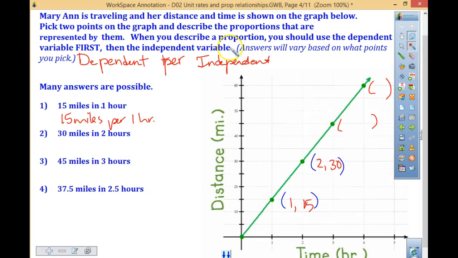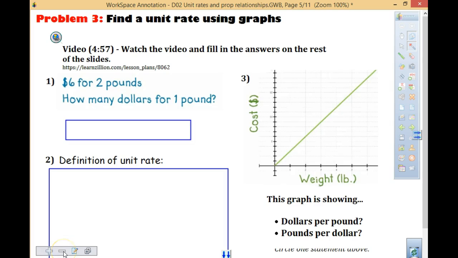When you are describing a proportion, if they don't ask for your unit rate, you can describe it many ways. So you could have had 60 miles in 4 hours. You could have had any of these, or notice that you could have this one. So I just want you to be aware of that. $6 for 2 pounds. Can you find out how much 1 pound costs? Yes. Okay, so I want you to write that down. Make sure you use labels with it.